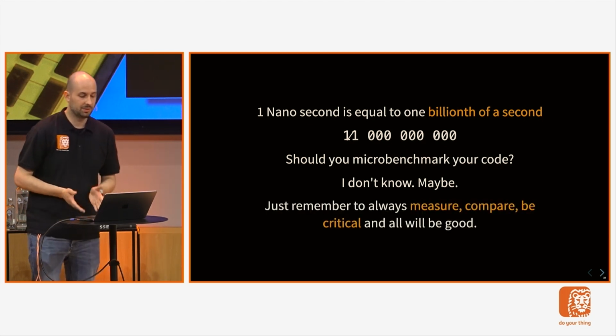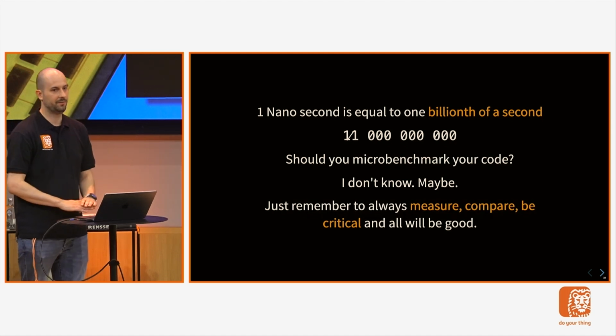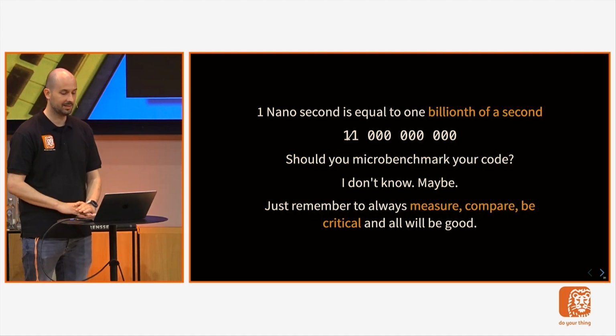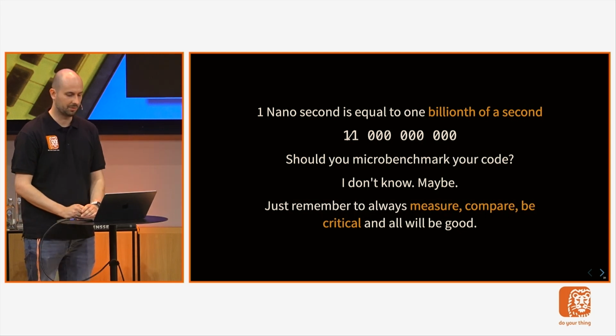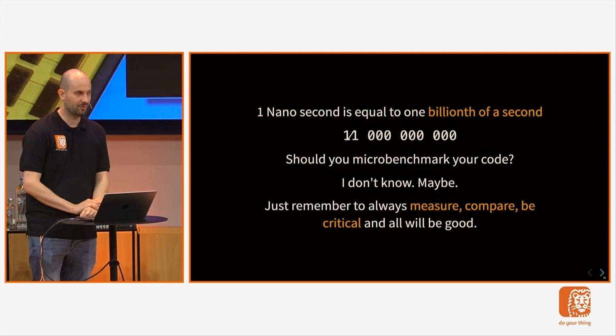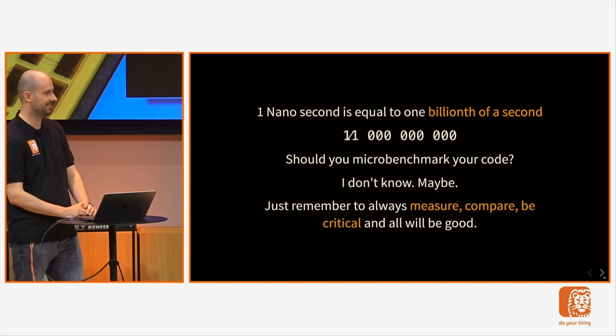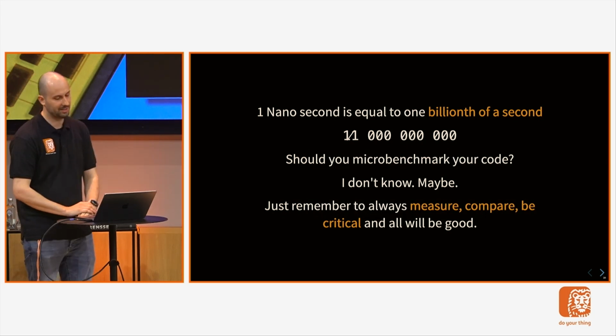If you do it, just remember to always measure. If you don't measure how this benchmark performs against the baseline, it can give you completely wrong results. Compare it with the baseline, so you're also sure that the measurements actually make sense, and be critical about it.